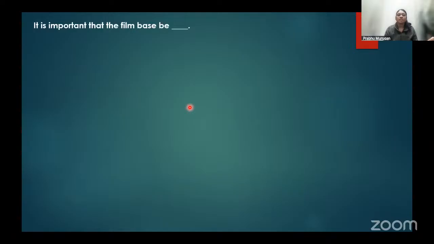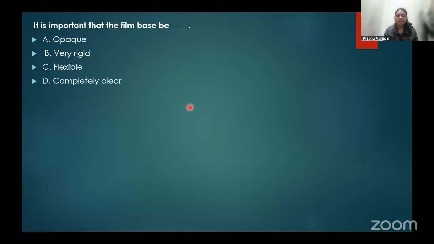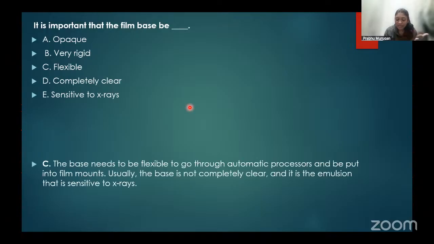Okay. So yeah, it is important that the base should be opaque, rigid, flexible, completely clear, and sensitive to X-rays. The answer is very clear here, right? Obviously, the X-ray film should be extremely flexible. And the other answers, if you see opaque, no, we saw that it should be translucent. Rigid, no, the opposite is flexible. It has to be flexible. It cannot be completely clear because it definitely has the other components on it, right? So it won't be completely clear. And it should not be sensitive to X-rays because you have silver halide grains on top of it that are going to be sensitive to the X-rays and help in the image formation. Okay.